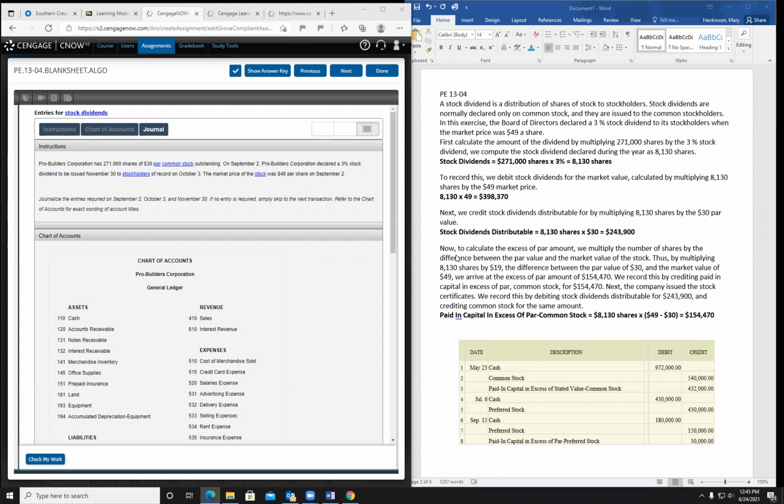Next, we're going to calculate the excess of par amount. We basically multiply the number of shares by the difference between the par value and the market value of the stock. So if you take the difference of $49 less 30, that's going to give you a value of $19. Then you're going to take that $19 and multiply it by the total number of shares distributable, which comes out to be 154,470.